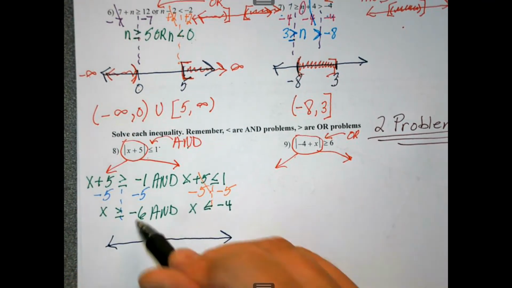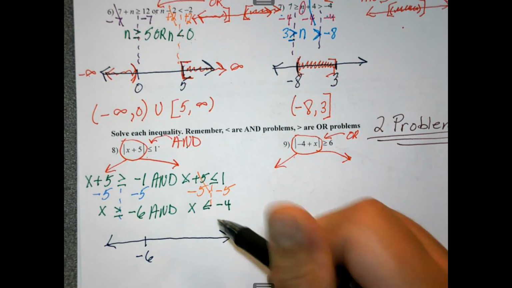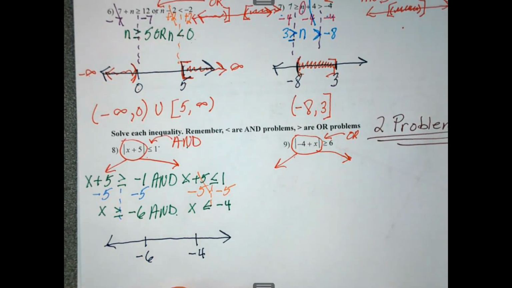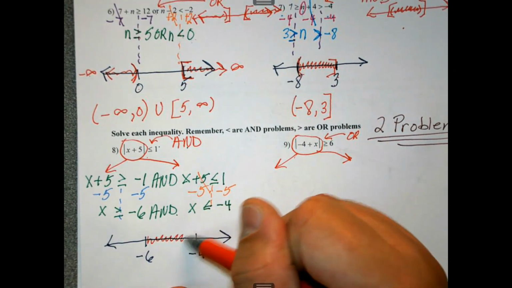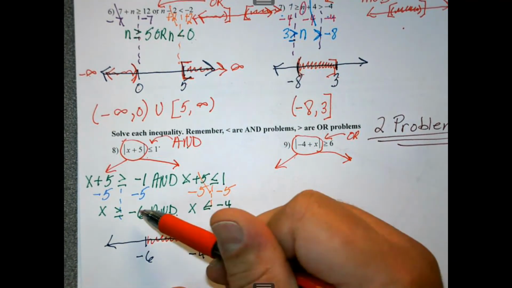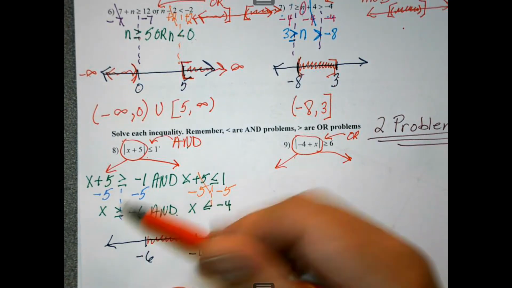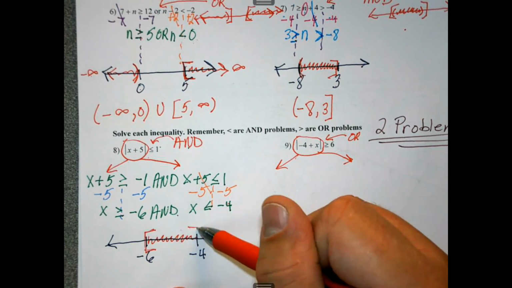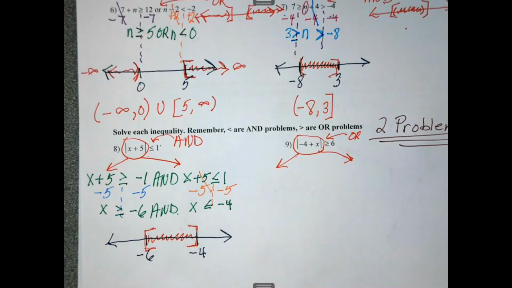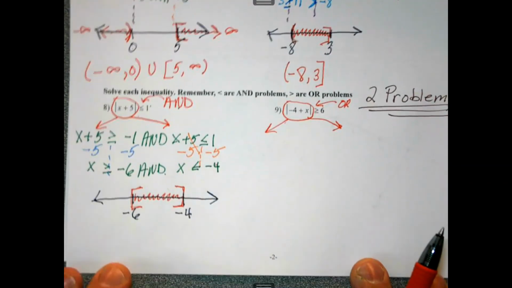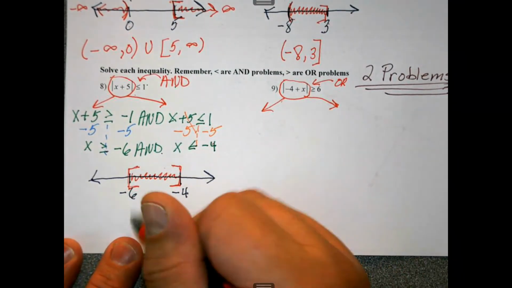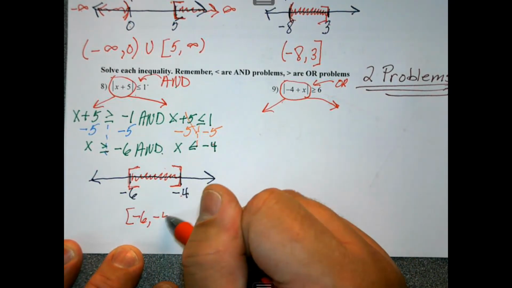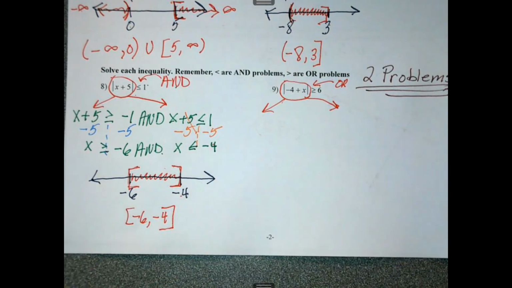See the smaller number, negative 6, larger number, negative 4. It's an and problem, so I know I'm going to shade in between. My negative 6 gets a bracket because of the equal sign. So does a negative 4. Interval notation. Well, bracket, negative 6, negative 4, bracket.